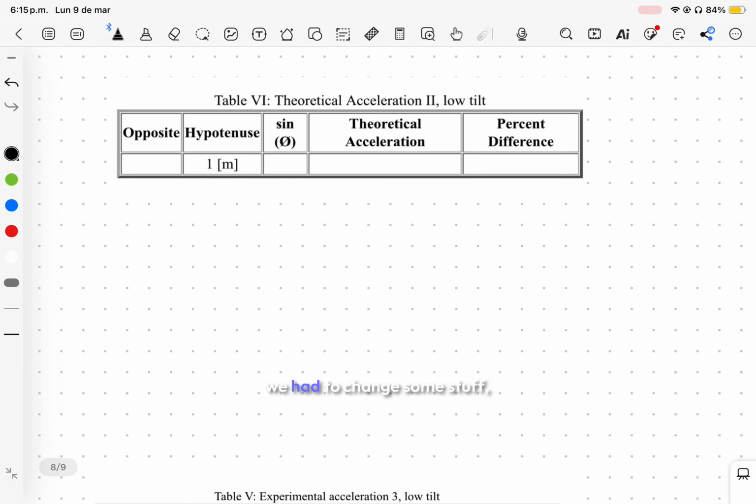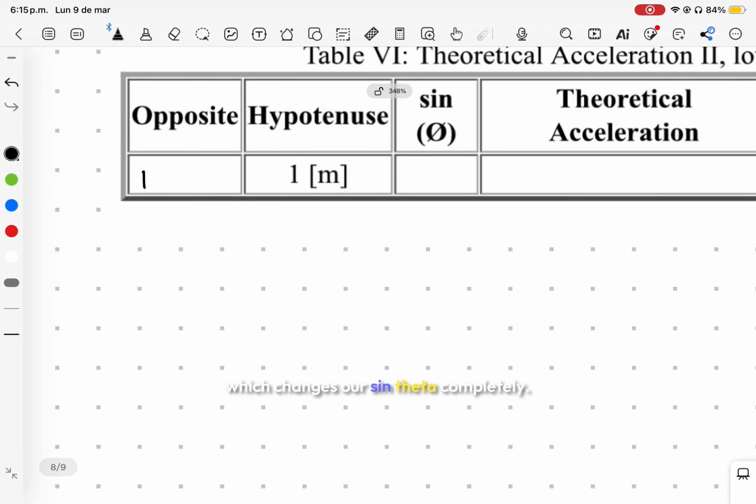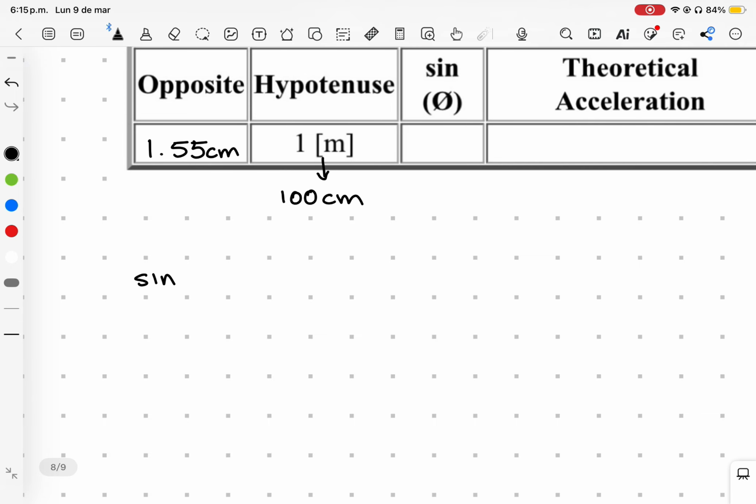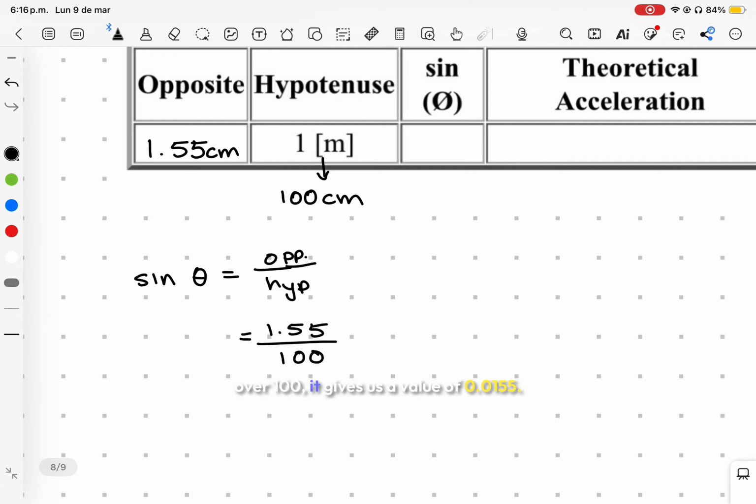Now for this chart, we had to change some stuff such as the height, which changes our sin theta completely. By changing it, we get an opposite height of 1.55 centimeters. Our hypotenuse stays the same at 100 centimeters. Then to calculate sin theta, we use the same formula of opposite over hypotenuse, which, if we plug our values into the calculator, is 1.55 over 100, gives us a value of 0.0155. Then we annotate it into the chart to not lose track of it.